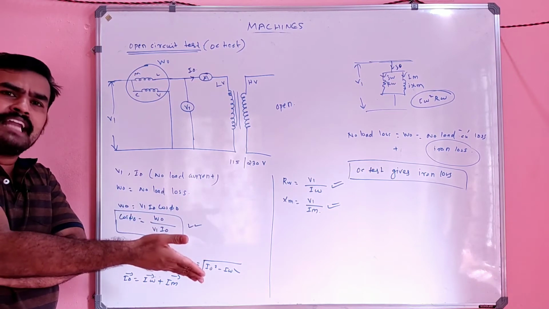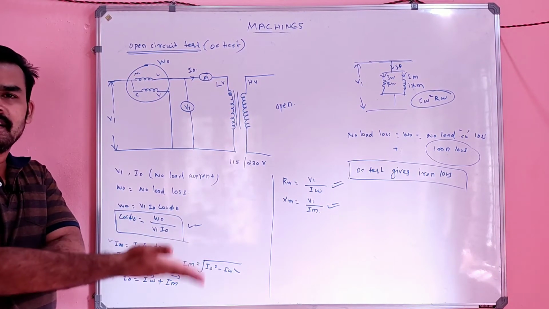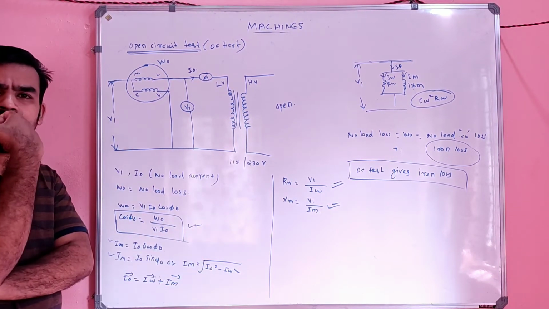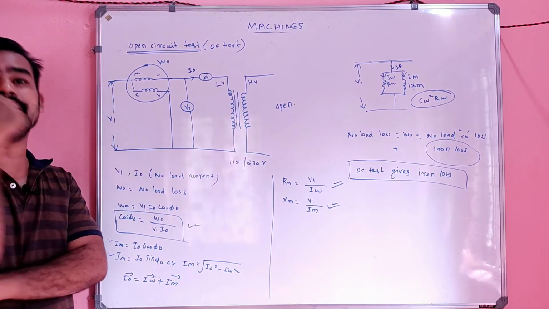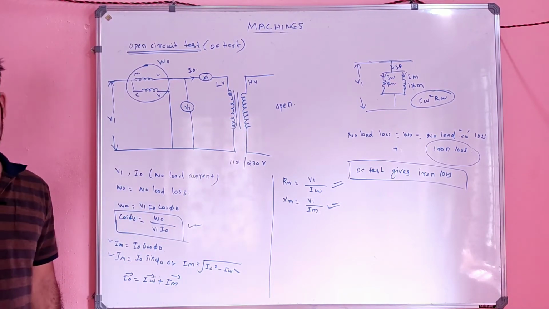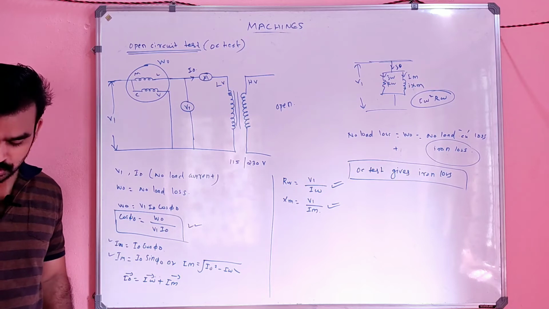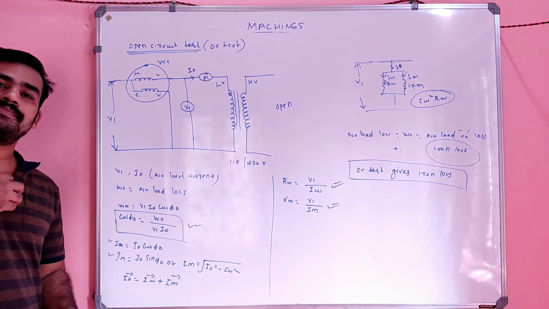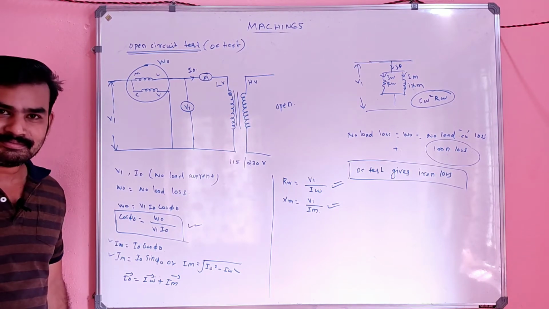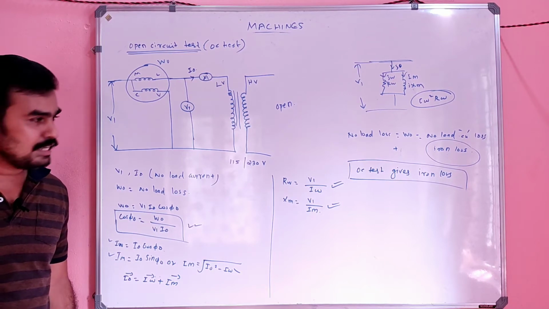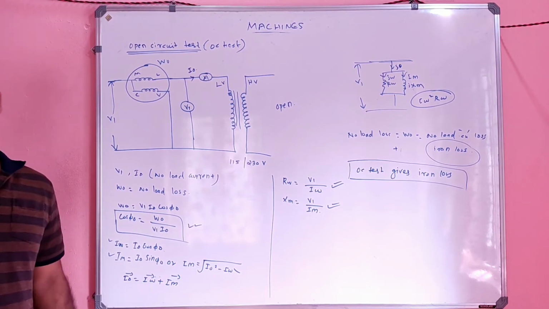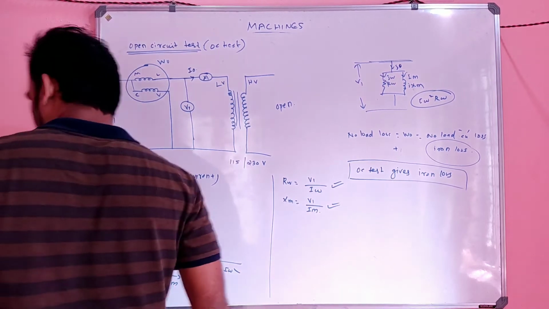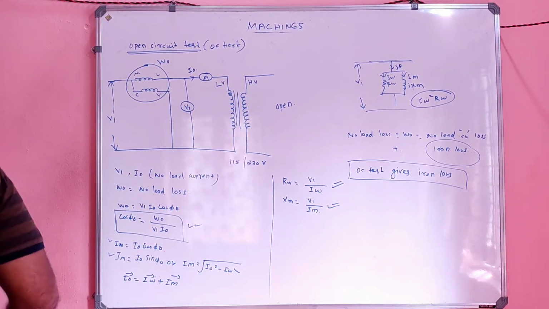But the wattmeter is still reading so much. What is that power actually? This reading is due to the iron loss, my dears. Is it clear? So that is the main purpose of doing the OC test. Okay? So that's all about the OC test.